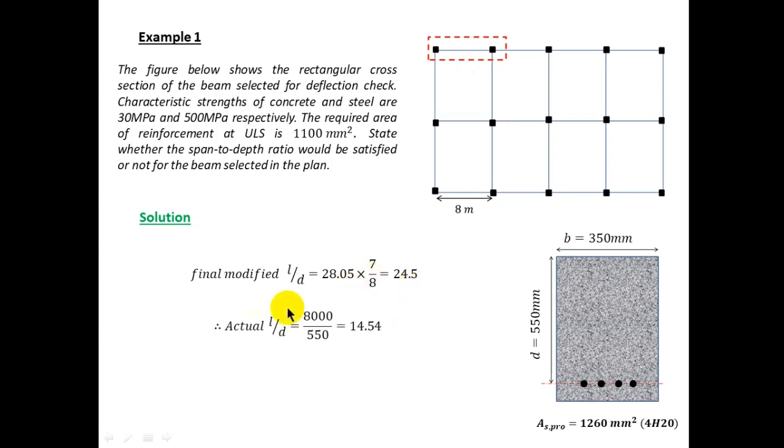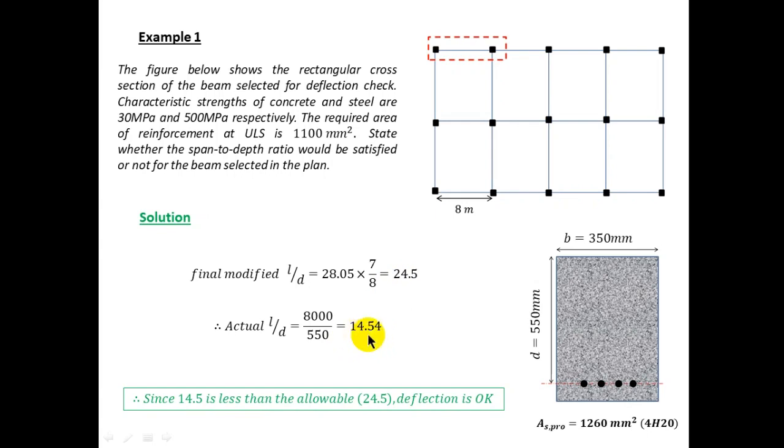Now I have to compare it with my actual L over D. Again, this is just a ratio. It is unitless. And my actual L over D, I have the D here, and I have the span. So it's 8,000 divided by 550. That gives me 14.54. And since this one is smaller than the final modified allowable L over D, my deflection is okay. Simple as that.